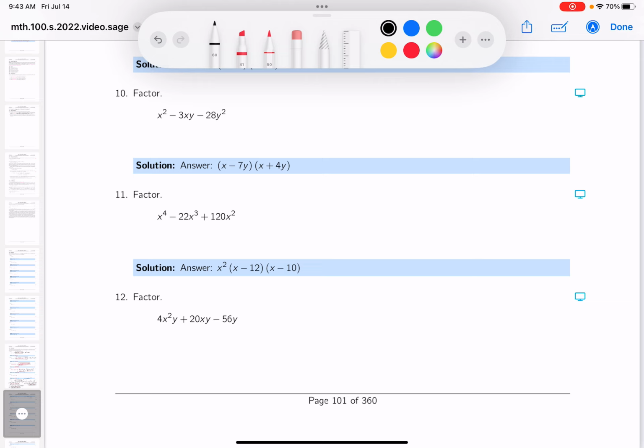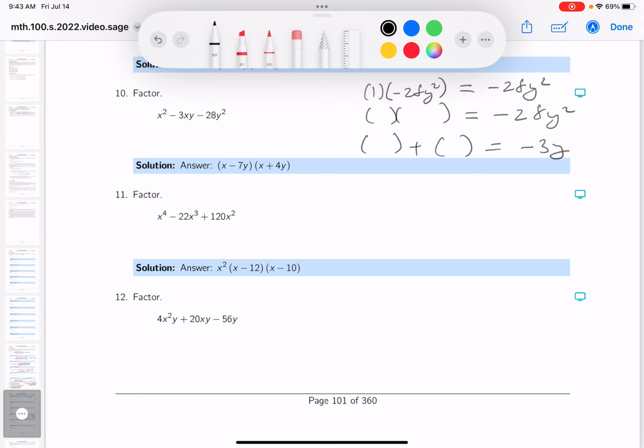And I'm going to say it's quadratic in x. So what's the a going to be? 1. All right. What's the c going to be? It's actually minus 28y squared. What do you get over there? Minus 28y squared. What you got to do is get two numbers that multiply to minus 28y squared. But you got to find two numbers that when added together give you the coefficient of that middle term. And the coefficient of the middle term, when we're looking at the x's, by the way, is going to be minus 3y.